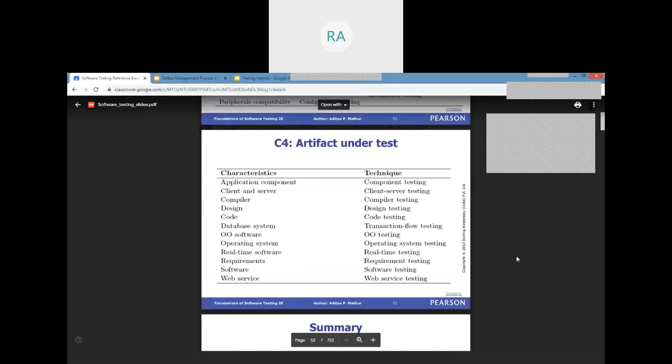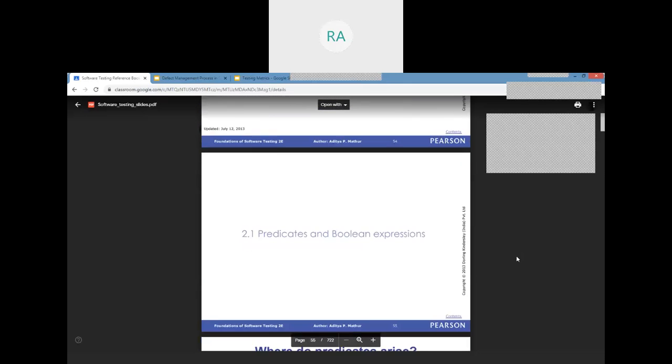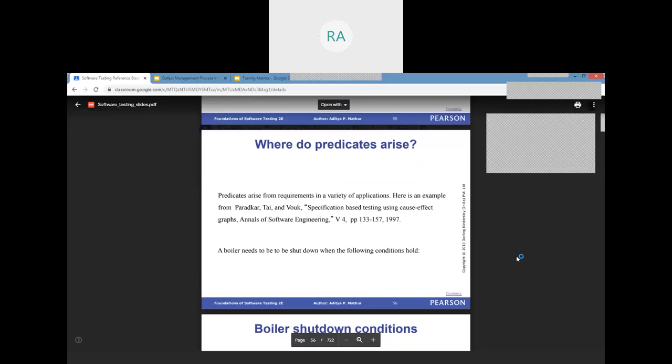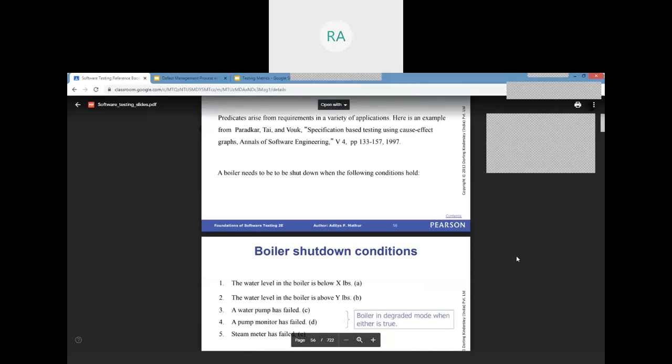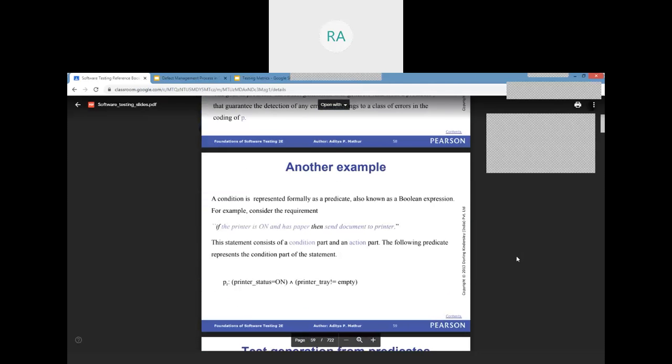After that, I will be discussing certain things called predicates. These are not actually in your syllabus, but I'll take up one single example: how can we use predicates for writing the test cases? Let me take up one example.